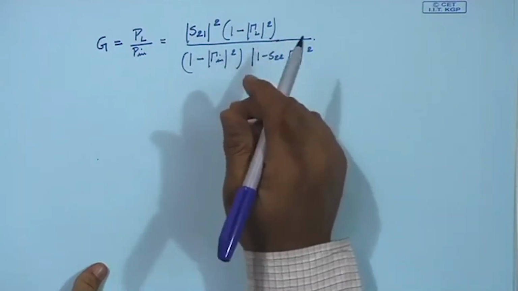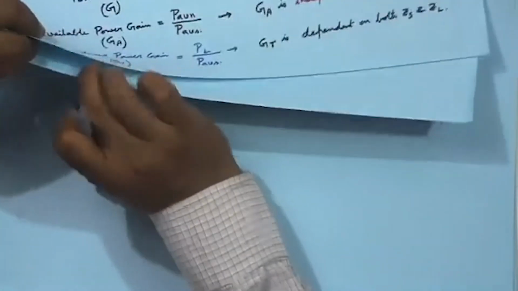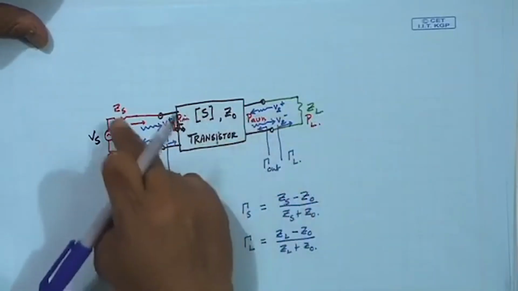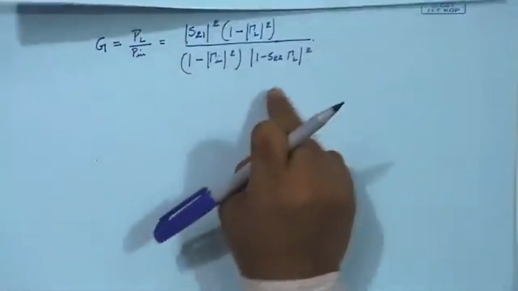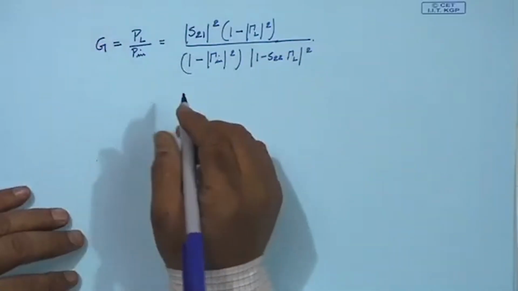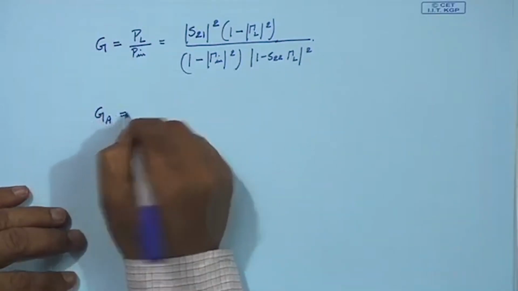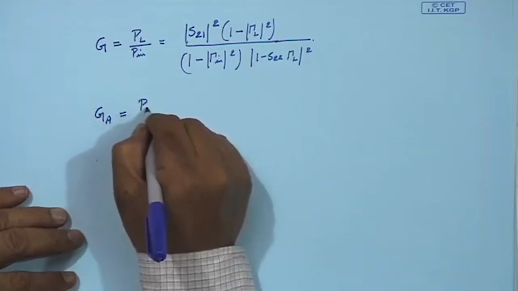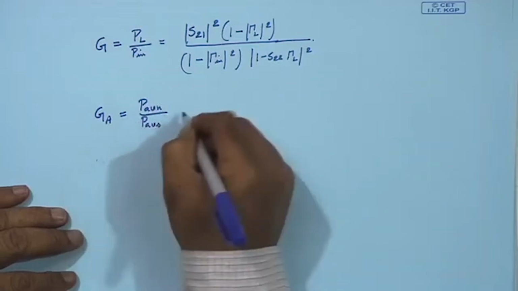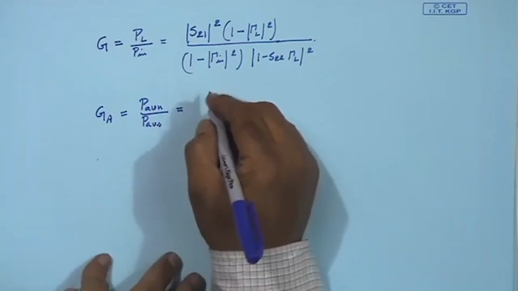Also from the network, if we look just after ZS at this gamma in, that will also be independent of ZS. That's why in the expression also we get this. Similarly, we can find out the available power gain, that we know is P AVN by P AVS. So it will be independent of ZL or gamma L.